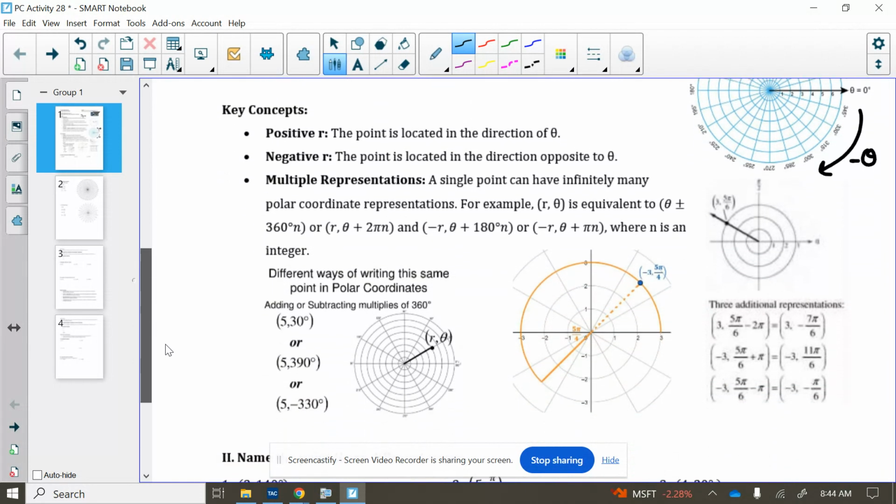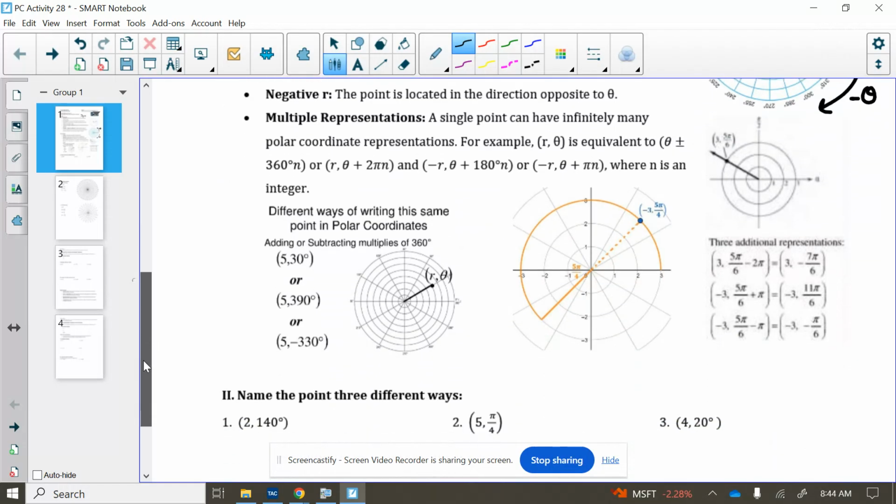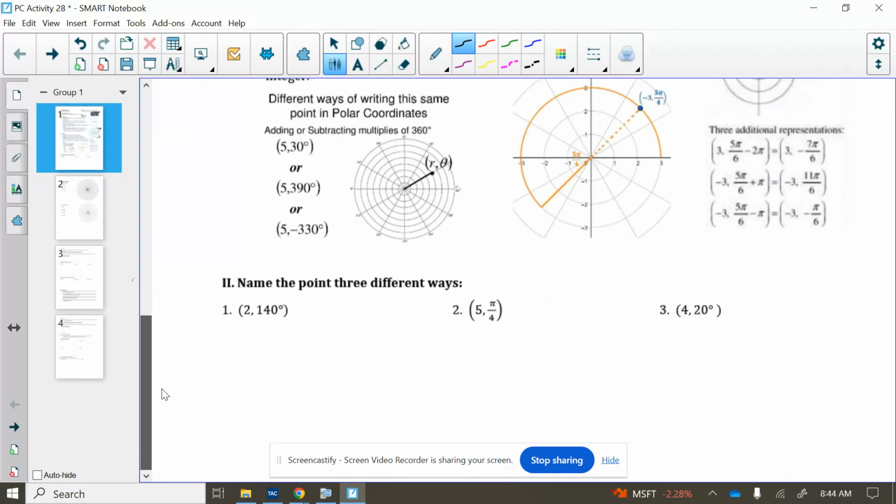The main difference we see here is that with our normal x, y coordinates, there's only one way we can represent something, x comma y, but some of these points can be represented in multiple ways, really an infinite number of ways, because of being able to find coterminals or that negative r value. Here is an example: if you're at negative 3, 5 pi over 4, instead of graphing over here, that negative r sends it back 180 degrees or pi radians.